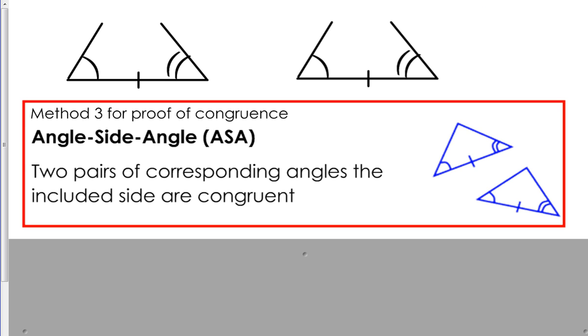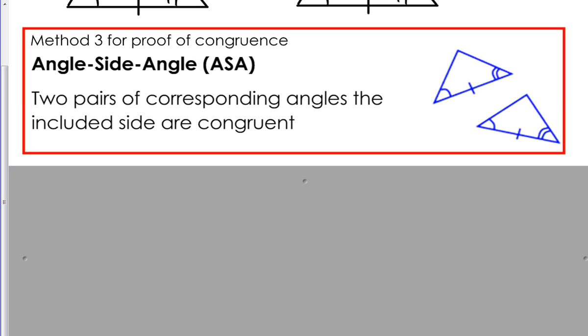Okay, so this should be down in your notes. Method 3 for proof of congruence. We had SSS, we had SAS, and now we have angle, side, angle. Take this down in your notes. This needs to be in your notes. Or you can go to the textbook where I will also have this theorem as well. So if you want to put your player on pause, take this down, hit play to resume, and we're going to do a proof together.